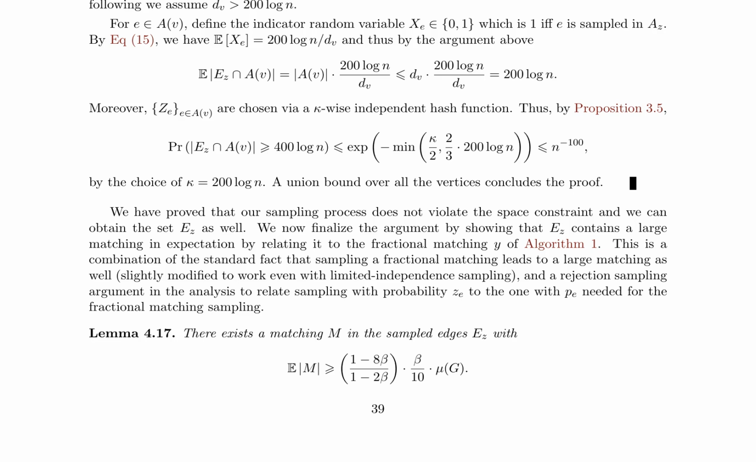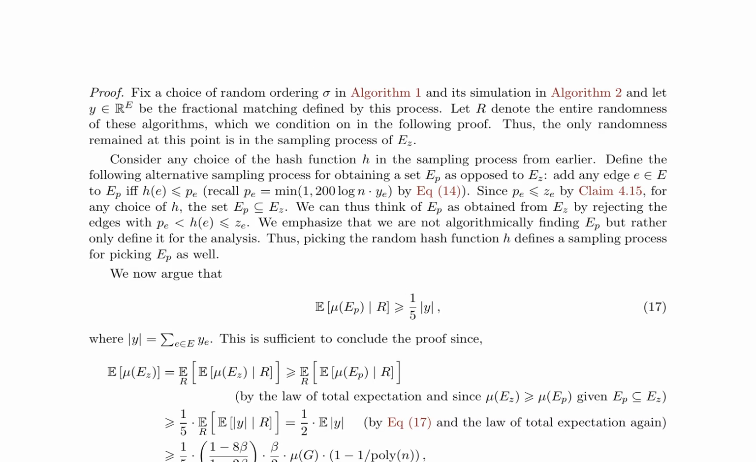The paper presents a novel algorithm for finding a maximum matching in a graph, leveraging random sampling and hashing techniques. A key theorem is proven, demonstrating that the expected size of a certain set of edges, denoted as E_P, is at least a fraction of the total number of edges in the graph.